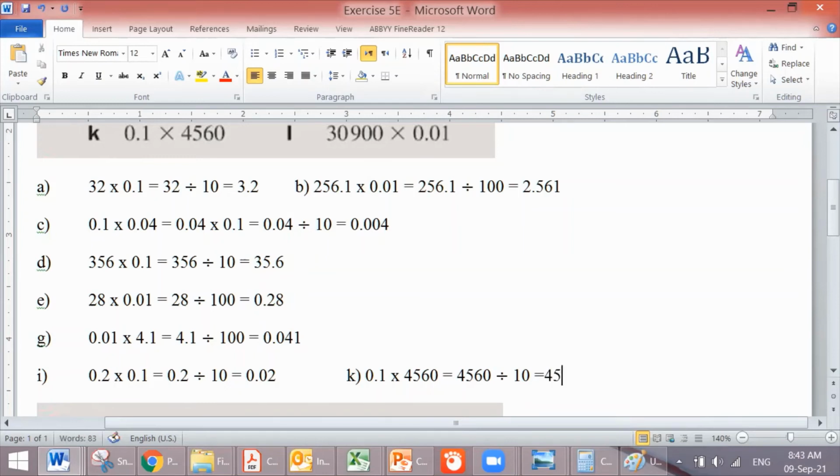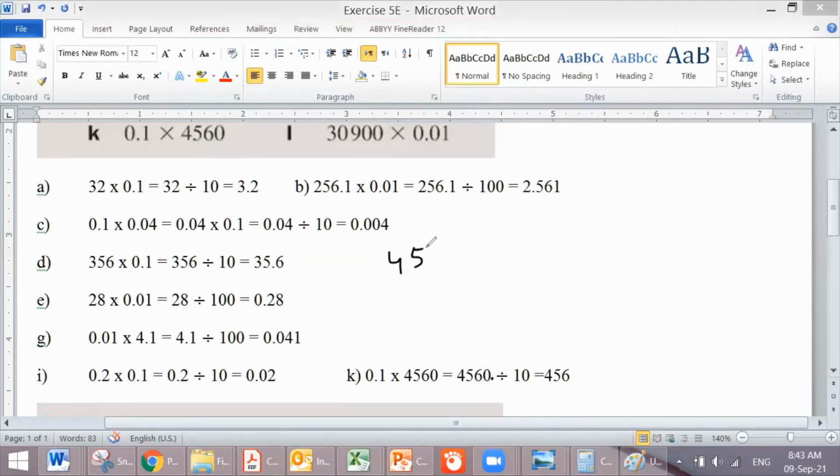So it will be 456. You can see that there is 0 here. Actually, I can explain this to you, that 4,560 divided by 10 is the same as you already know: this 0 will be cancelled and the answer will be 456. But we studied the decimal point. So if I divide it by 10, here is my decimal point, and I will move it one value to the left. So I can write it as 456.0.